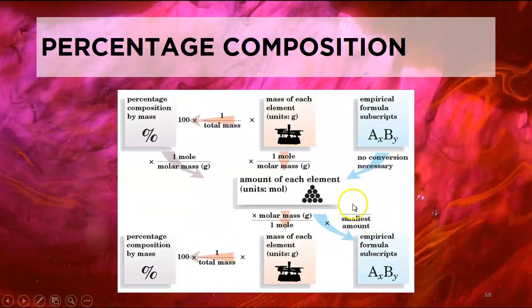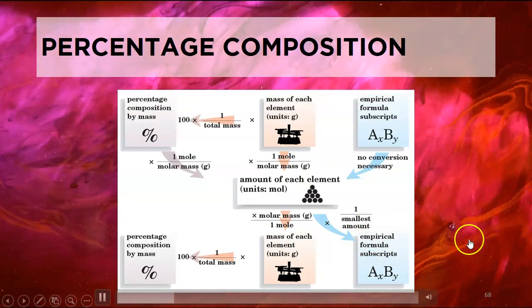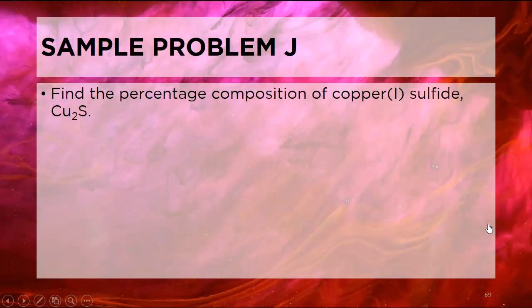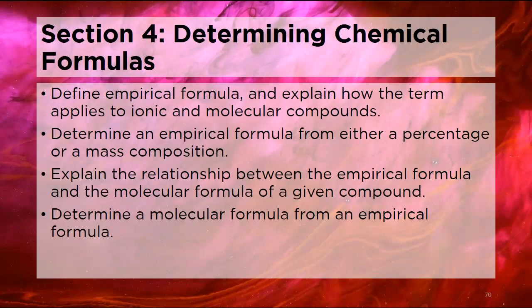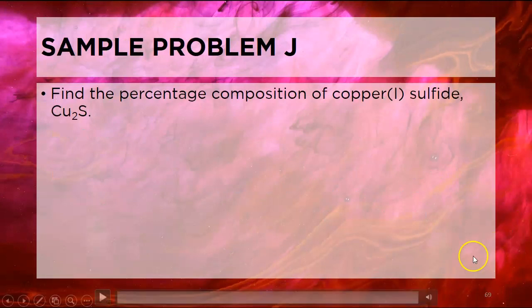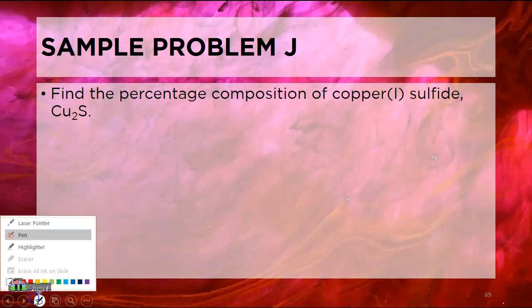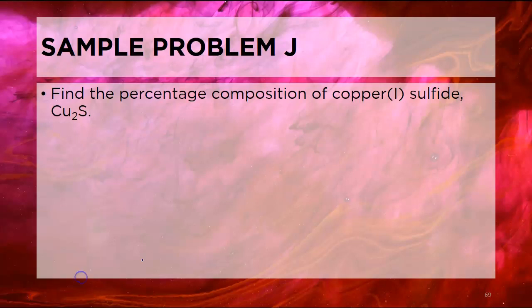We're going to skip this for now because we're going to talk about empirical formula next section. Well, let's do one last sample problem finding the percent composition of copper 1 sulfide. So copper and sulfur. I know sulfur is 32 grams per mole.